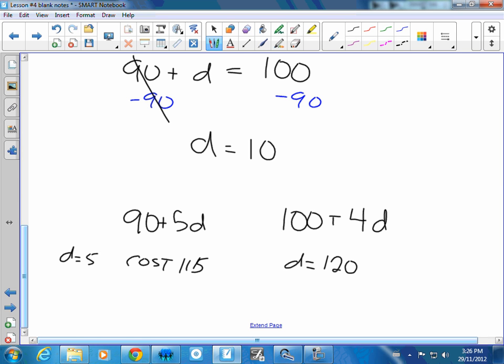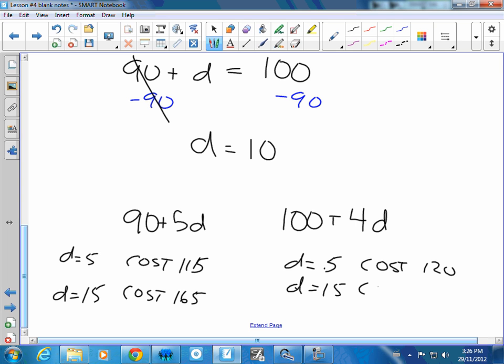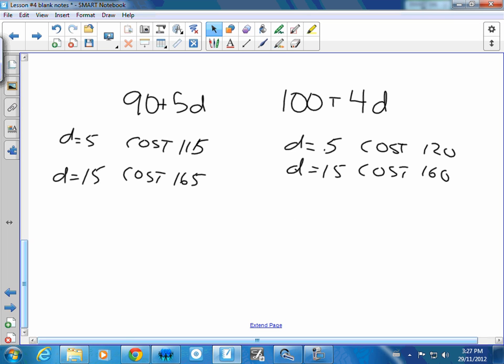Okay, what if D is, let's try 15. 5 times 15. 75 plus 90. 165. Okay, what did we say? 15. 4 times 15 is 60, plus 100 is, so what's the cost here? Oh, sorry, here, let me write this. So the D was 5, the cost was 120. Here D is 15, the cost is, what did we say? Okay, which one's cheaper now? That one.